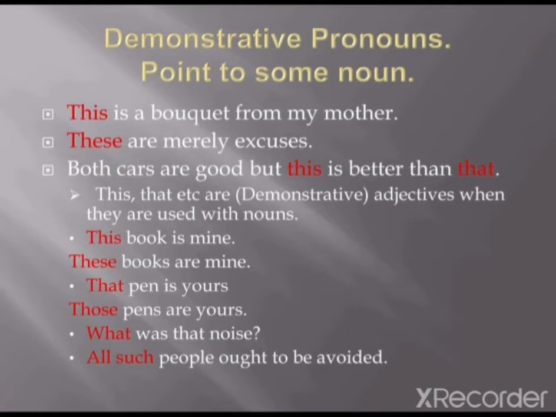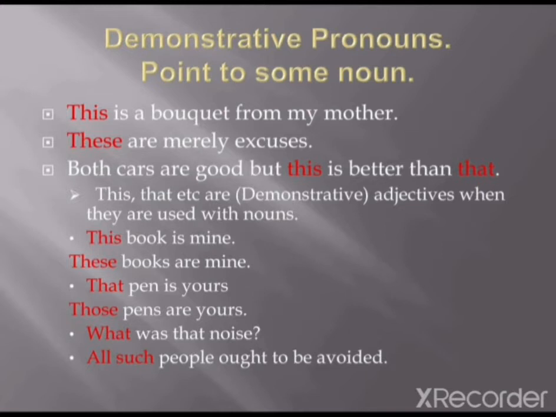Like, this is a bouquet from my mother. So this demonstrative pronoun is pointing to the bouquet. These are merely excuses. Here the demonstrative pronoun is pointing to merely excuses. Both cars are good, but this is better than that. Here this and that are pointing to the cars.